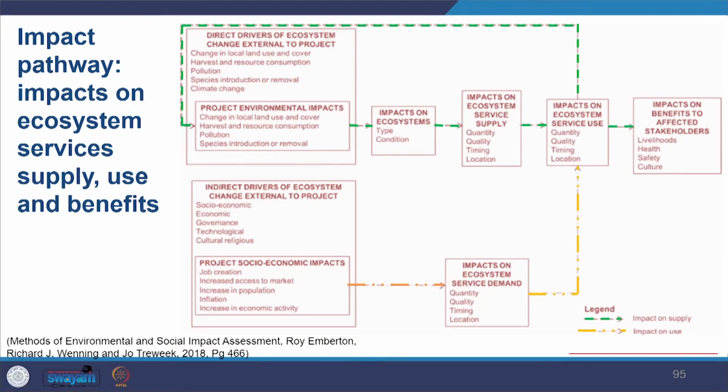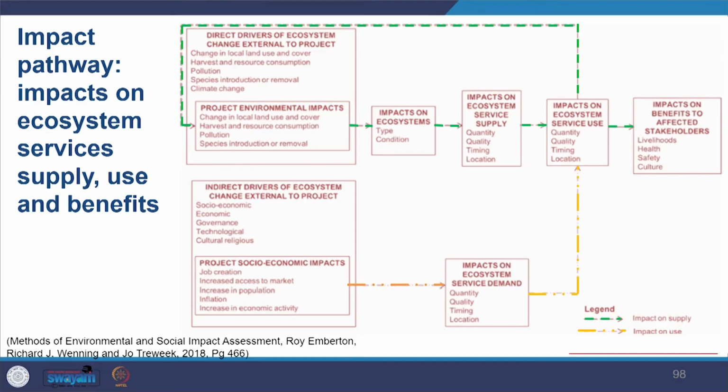In the image, you can see the impact pathway, impacts on ecosystem services, supply, use and benefits. In the green dash arrow, you can see the impact on supply, and in the yellow arrow, you can see the impact on use. The upper segment shows the direct drivers of ecosystem change. The lower segment shows the indirect drivers of ecosystem change. So, you can look at this diagram here, how you would be analyzing the impact.